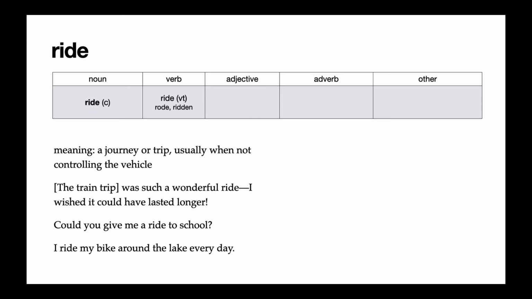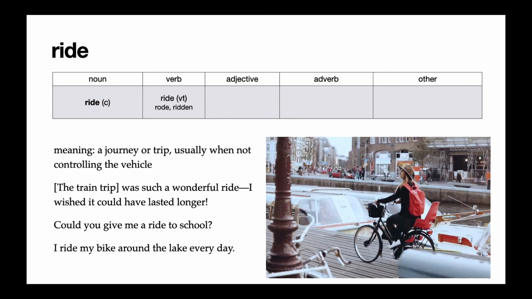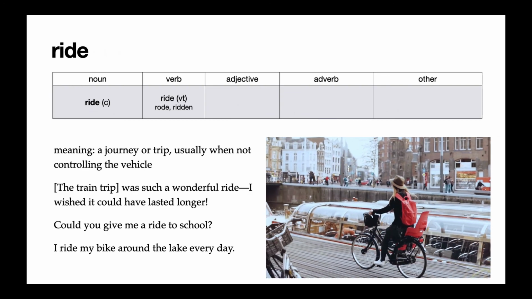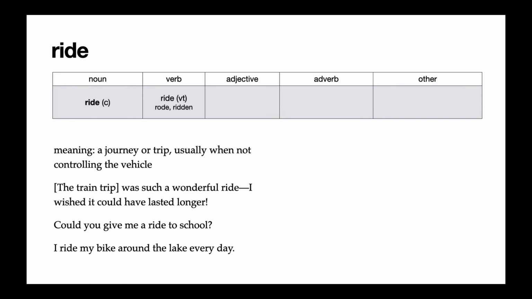Our second example asks, could you give me a ride to school? So this is a very common use of the word ride, and this means we're asking someone to drive us somewhere. Could you give me a ride? That means you are going to take me in your car. In the last example, we also use ride with bicycles. And with a bicycle, we are controlling the vehicle. So if I say I ride my bike around the lake every day, that means I am driving the bicycle. Usually bicycles only carry one person. Notice up here that ride is an irregular verb. The past tense is rode, and the past participle is ridden.